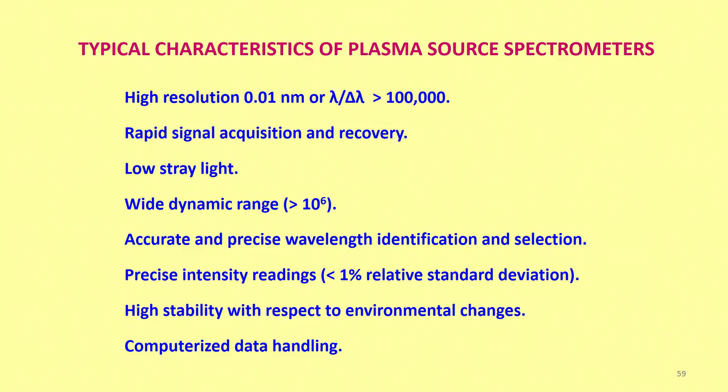Accurate and precise wavelength identification and selection, that is possible with the help of computer and stepper motors. So, precise intensity readings can be obtained with less than 1% relative standard deviation. So, high stability with respect to environmental changes is possible, and computerized data handling makes the ICP operation very simple and straightforward. We will continue our discussion in our next session. Thank you.